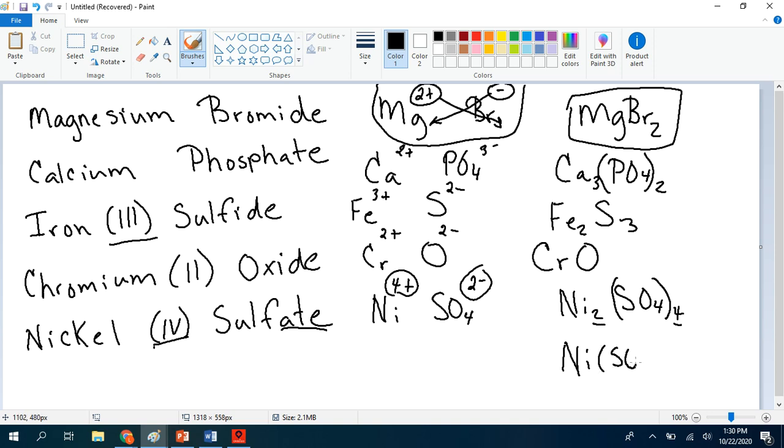And then 2 will go into 4, not that 4. That 4 came with sulfate. Don't mess with that 4. This 4, though, 2 will go into that one 2 times. So see, 2 and 4 reduce to 1 and 2. You have to reduce it when you're done for your final answer. All right, so that's writing the formulas.